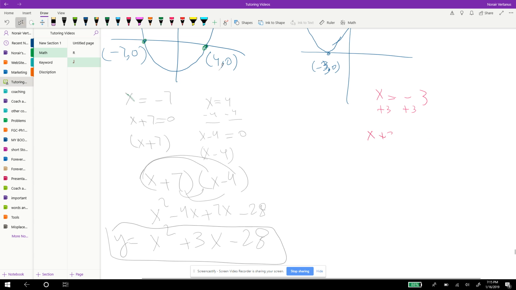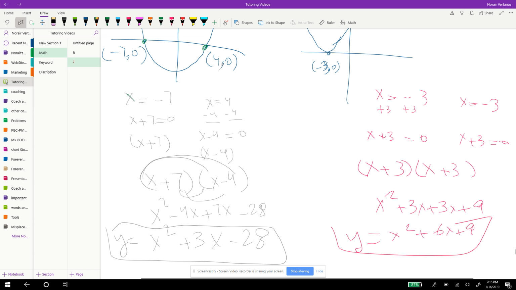So it's going to be x plus 3 equal to 0. Same thing again, you have two of them, x equal to -3. That's also going to turn into x plus 3 equal to 0. Therefore, the two factors are what? x plus 3 and x plus 3. These are the factors. If you multiply them together and FOIL it, it's going to be x squared plus 3x plus 3x plus 9. If you add them, it's going to be x squared plus 6x plus 9. And that's equal to y. That's going to be another one.